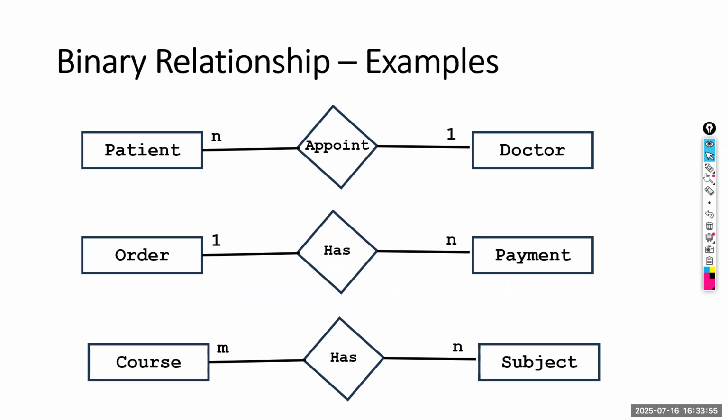If the relationship involves two different types of entities, this order, this payment is for this order, or this order has payment. Course has subjects. Subject belongs to course. Binary relationships.